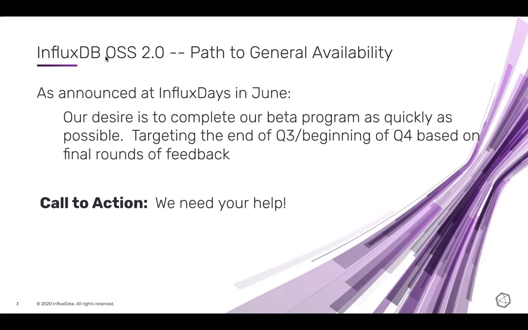We announced at Influx Days in June that our intention is to complete our beta cycle as quickly as possible and get this to a general availability point. We're targeting the end of Q3, but of course that could slip into Q4 based on final rounds of feedback and typical software delivery processes. But our intent is to wrap this up. We have been very heavily focused on offering a multi-tenanted cloud service that is now available across all three cloud providers. And as we've done that, the code obviously has been packaged and delivered out to the open source community as well.